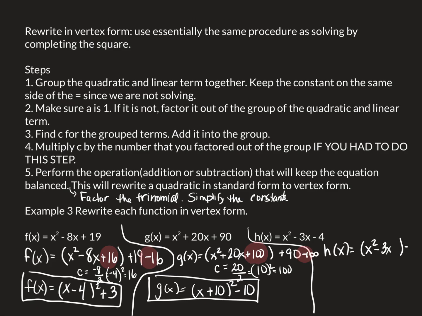Leave a little space, minus 4, and in this space we're going to add a number and then subtract a number. Okay, so let's find c. c is b divided by 2 squared, so 9 over 4. Add 9 over 4. Remember, you multiply your c with the number on the outside if you have one. So 9/4 times 1 is plus 9/4. And then to balance out adding 9/4, I subtract 9/4.